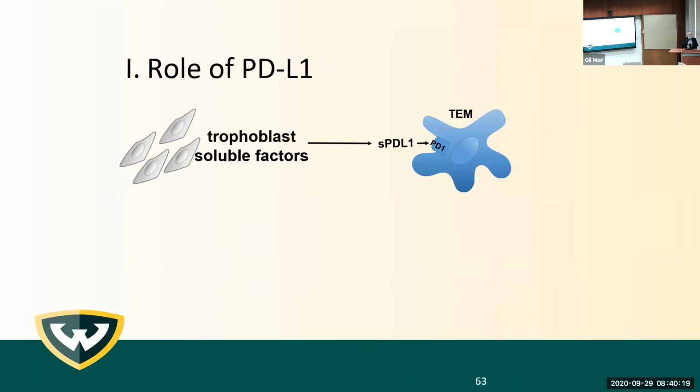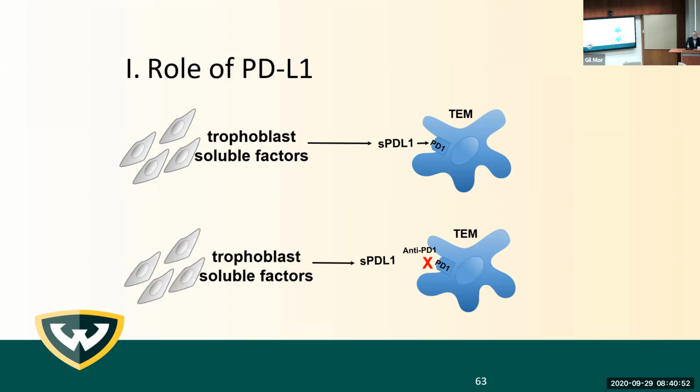So I will show you some data about the maternal circulation at the end, just to keep the focus of this. So we know now that the trophoblast is secreting PD-L1. And we know it's present in that conditioned medium. So the question that we had was, is the PD-L1 that is secreted by the trophoblast responsible for inducing the differentiation of the macrophage?